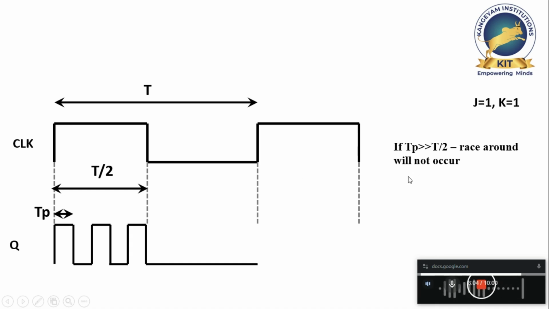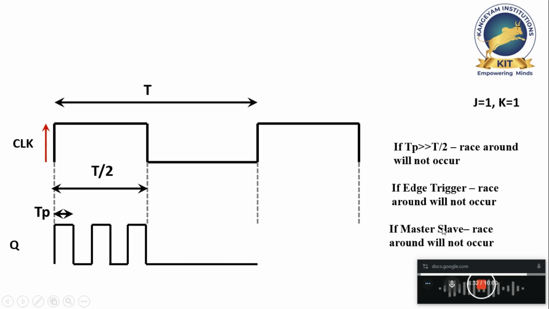Another solution is, instead of going for level triggering, if we go for edge triggering, this race around condition will not occur, because at the time of edge triggering it will work, and after that it won't work. Another possibility is utilizing the master slave configuration, so this race around condition will not occur. So these three are the solutions for this race around condition.